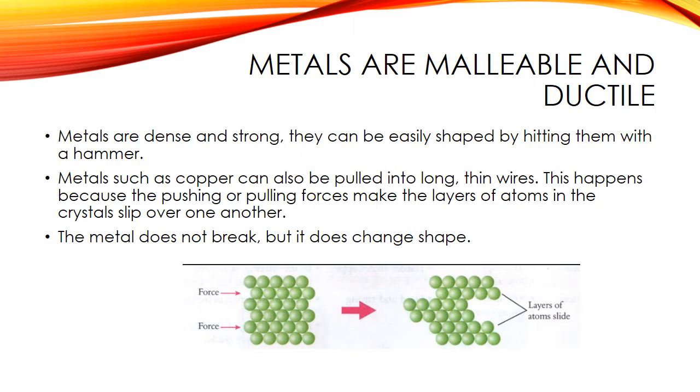Dear students, although metals are dense and strong, they can be easily shaped by hitting them with a hammer. Metals such as copper can also be pulled into long, thin wires. This happens because the pushing or pulling forces make the layers of atoms in the crystals slip over one another. The metal does not break, but it does change shape.